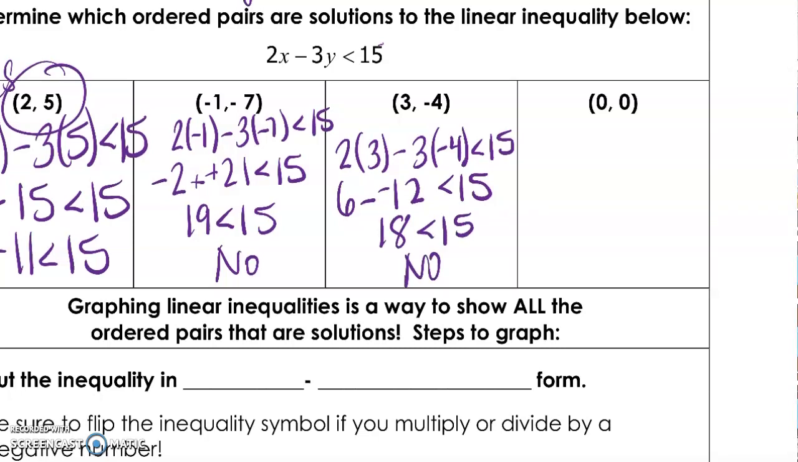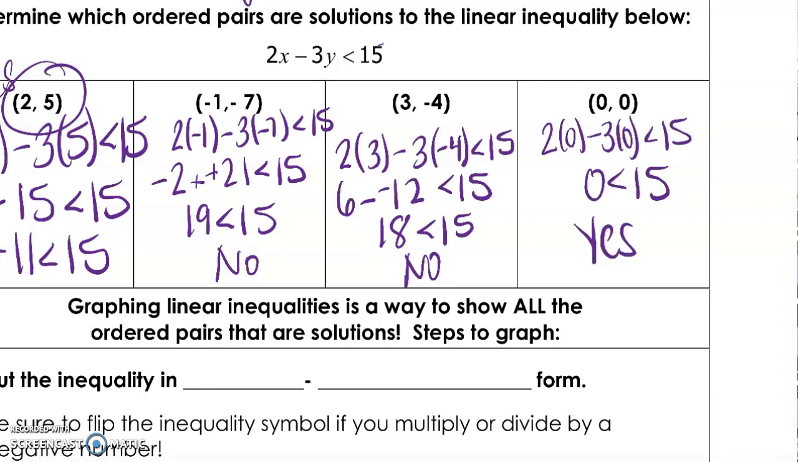The last one, plugging 0, 0 in should be really simple. You shouldn't have to write this out, but you can if you want. 0 is less than 15. Yes, so the first one and the last one were the two that were solutions to the inequality.